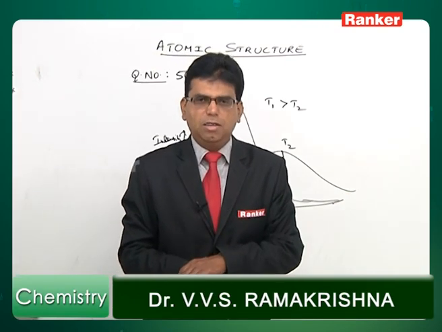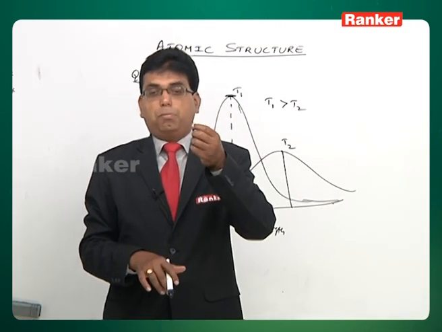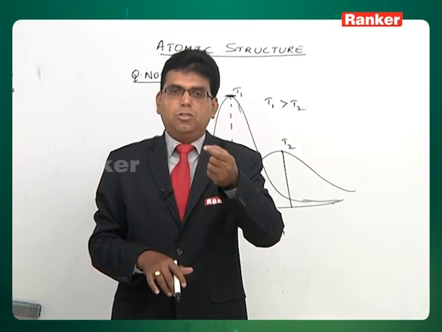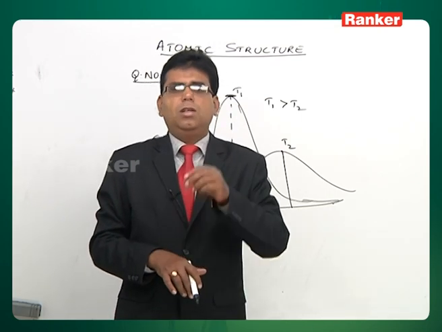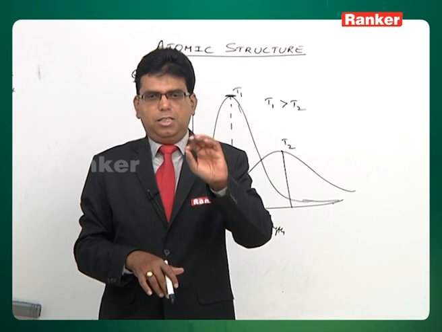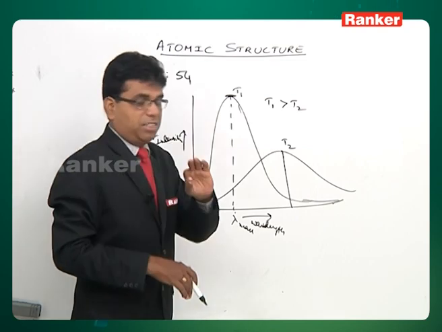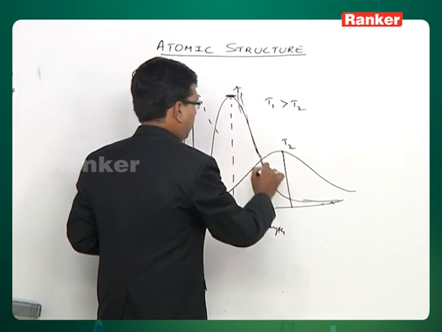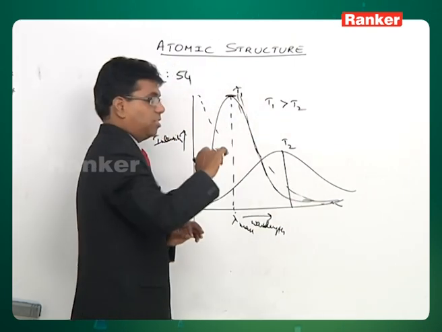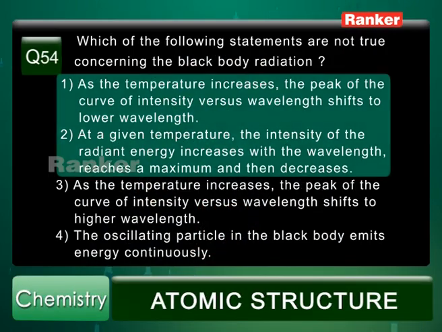So that's incorrect. The oscillating particle in the black body emits energy continuously. No, this is the proof that we give for the discontinuous nature of the atomic spectrum, the discontinuous nature of the radiations. Oscillating particle in the black body will not emit energy continuously. It will emit energy discontinuously. If it emitted energy continuously, then the graph should be like this, but we are getting it like this. So it's not continuous, it is discontinuous. So option 4 is also wrong. So finally, the correct answers are options 1 and 2.